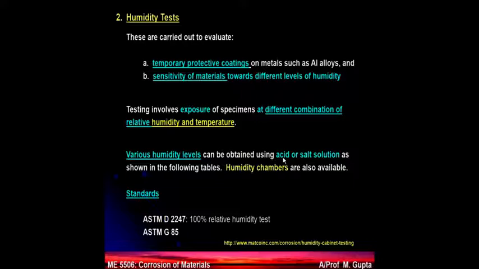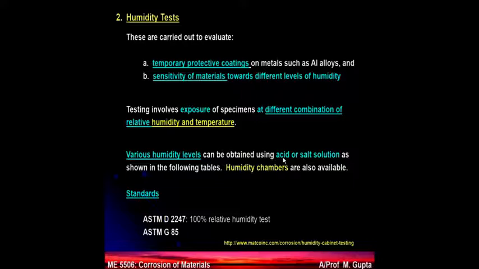And also, you can study the effect of temperature. On planet Earth, you can reach up to 50, 52 degrees centigrade in certain locations. So that is the temperature variation you can expect. And you also have humidity chambers, tailor-made, which can be used to do this kind of testing.